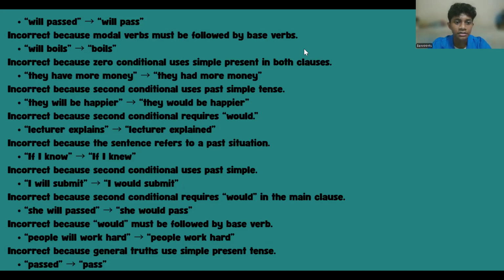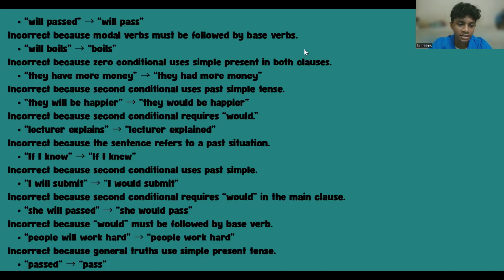"They will be happier" to "they would be happier," incorrect because second conditional requires would. "Lecturer explains" to "lecturer explained," incorrect because the sentence refers to past situations. "If I know" to "if I knew," incorrect because second conditional uses past simple. "I will submit" to "I would submit," incorrect because second conditional requires would in the main clause.